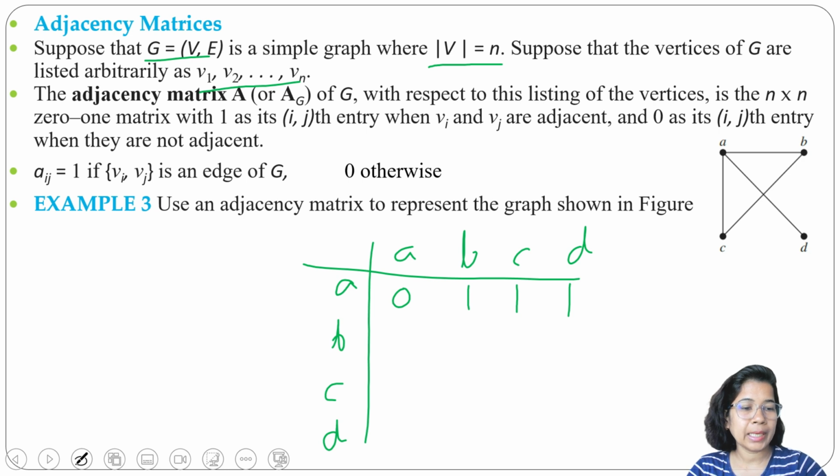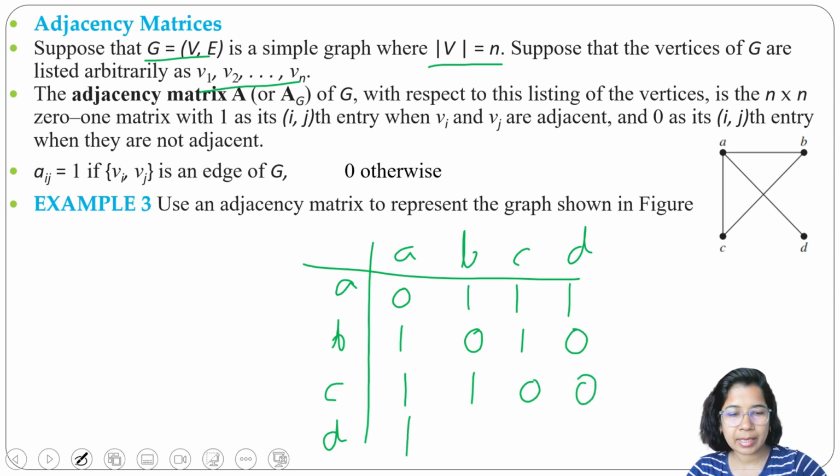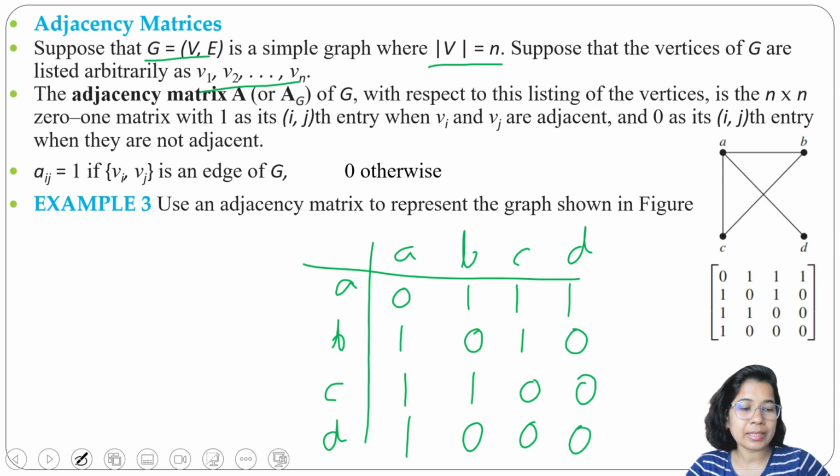Now for B, A and C are adjacent. So for B, it will be 0, and for D, it will be 0. Next for C, A and B are adjacent. For C, D, it will be 0. Next for D, A is the adjacent. For B, C, D, it will be 0. So this is the adjacency matrix representation. Just a simple matrix representation is also okay.